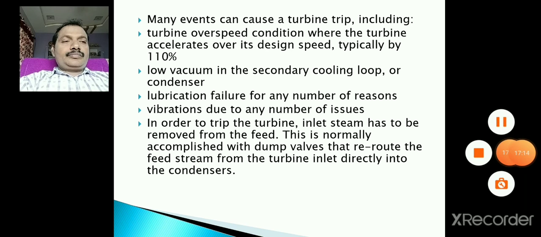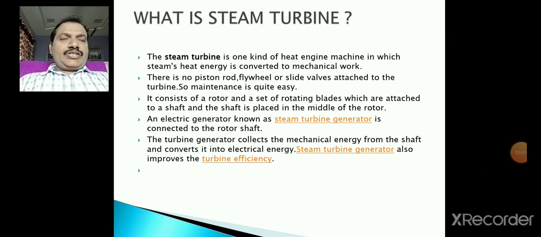What is a steam turbine? Let us consider the steam turbine here. It is a kind of heat engine in which steam's heat energy is converted to mechanical energy. There is no piston rod, flywheel or slide valves attached to the turbine, so maintenance is quite easy.